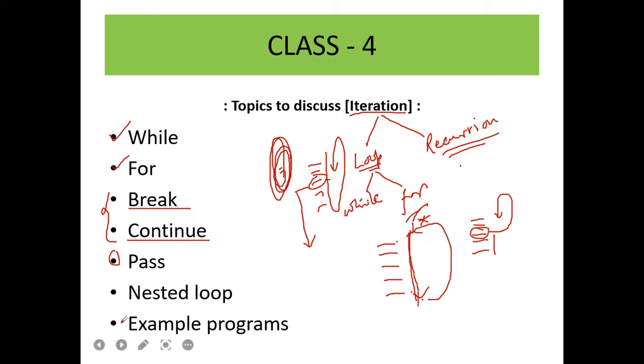Next, what is a nested loop? Obviously we all know nested loops: a loop inside another loop, just like nested if. Last day we discussed if, but we did not cover the nested if part. So we will start with nested if today first, and then go on with these things. Nested loop is the same thing, a loop inside another loop. We will do it.